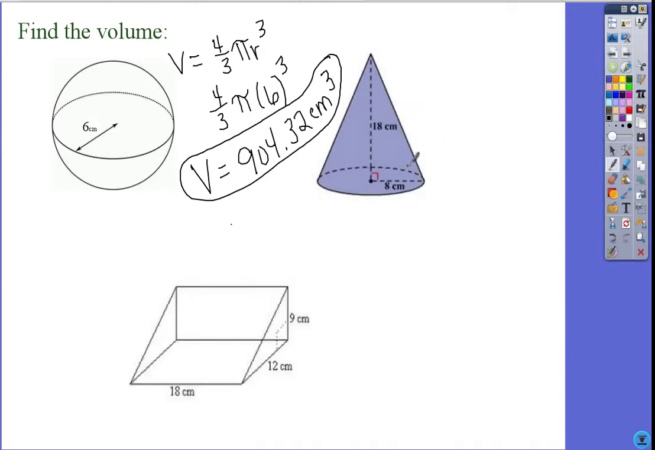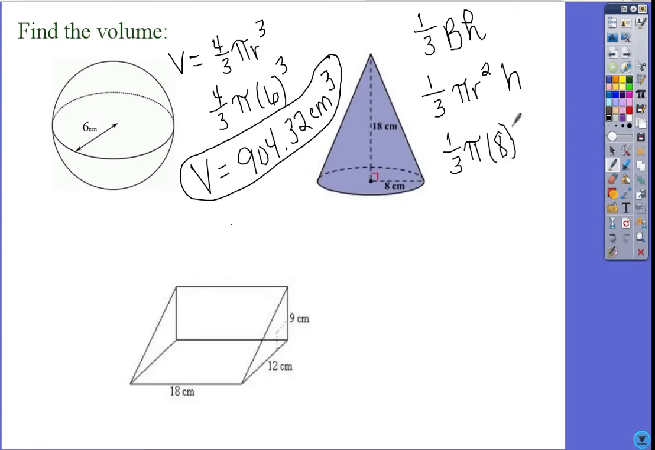Here we have a cone. So a cone, remember, is 1/3 the area of the base times the height. In a cone, the base is a circle. So I have 1/3, and the area of the base is going to be pi r squared. That's my circle. And then I multiply that by the height. So then I simply fill in my numbers. 1/3 pi, the radius here is 8 squared, times the height, which is 18. If I plug that into my calculator and multiply it all out, my volume ends up being about 1,205.76 centimeters cubed.